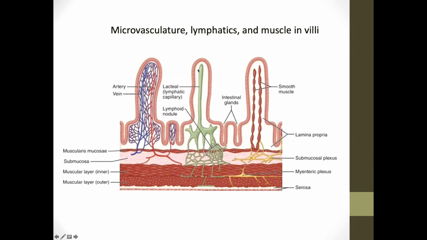Then into the center is the lacteal. So what is the lacteal? Lacteal is the lymphatic vessel, the lymphatic capillary. And also the smooth muscle, which is from the muscularis mucosa.